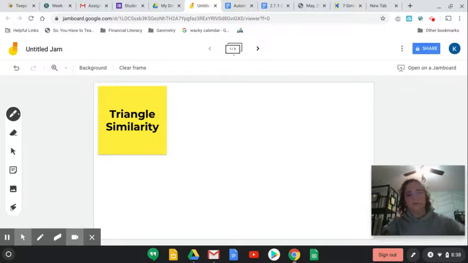Going to talk about some triangle similarity. First off, just to let you know, I'm going to do this a little differently. Obviously, you can tell that. I'm going to use a Jamboard for this one.